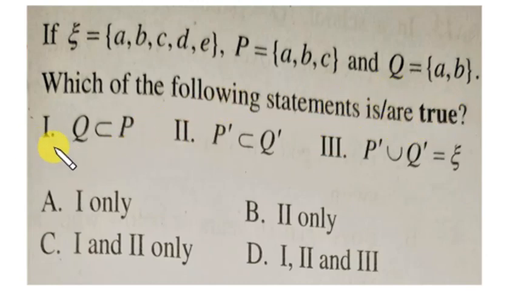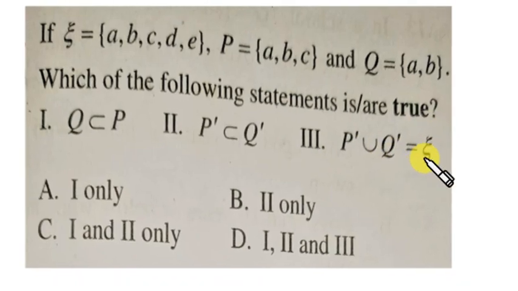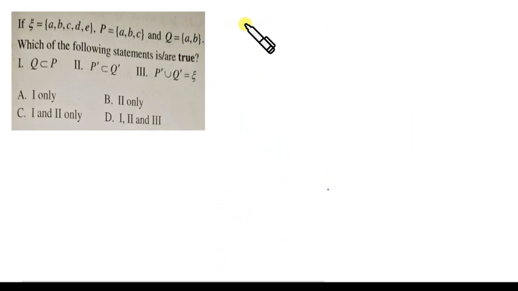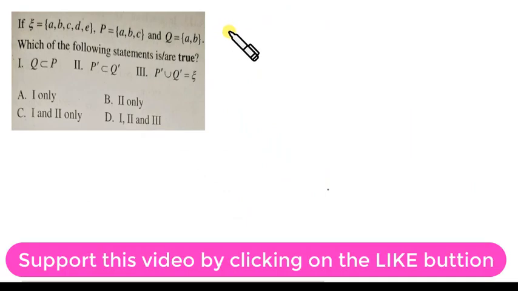So we have I, Q is a subset of P. II, P complement is a subset of Q complement. III, P complement union Q complement equals the universal set, that is epsilon. When we write the sign epsilon, that is the universal set. So we've been asked which of these is true. So let us look at it very well.